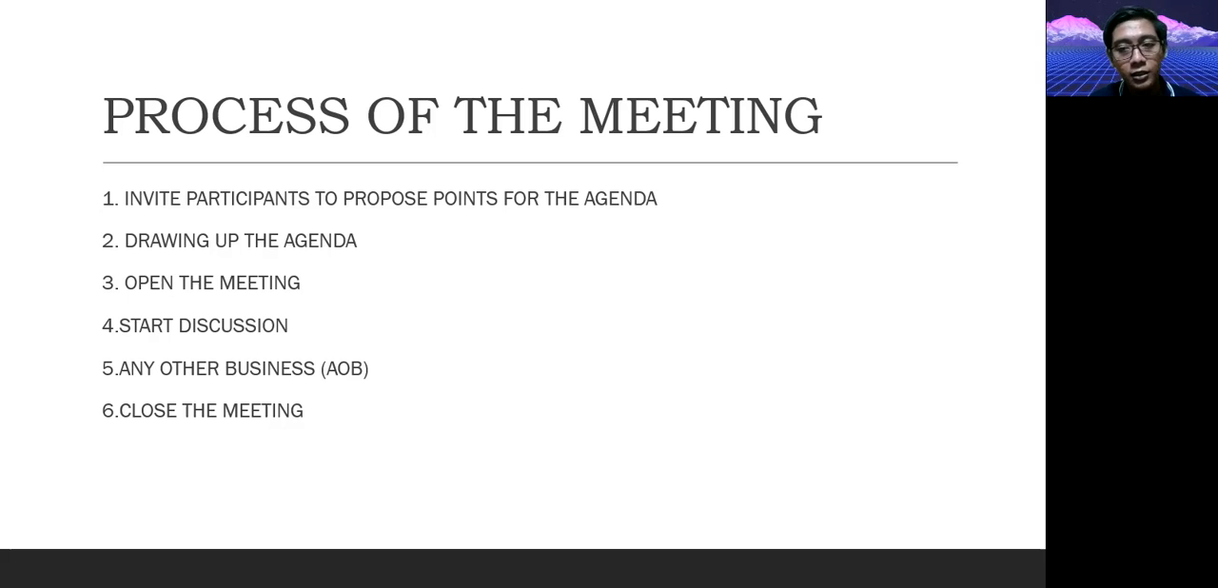After the discussion starts and the participants make recommendations and proposals, the next step is any other business, or AOB. This step will give the participants the opportunity to raise other issues, but not included in the main agenda. And then after any other business, the next step is close the meeting. So the chair will close the meeting.